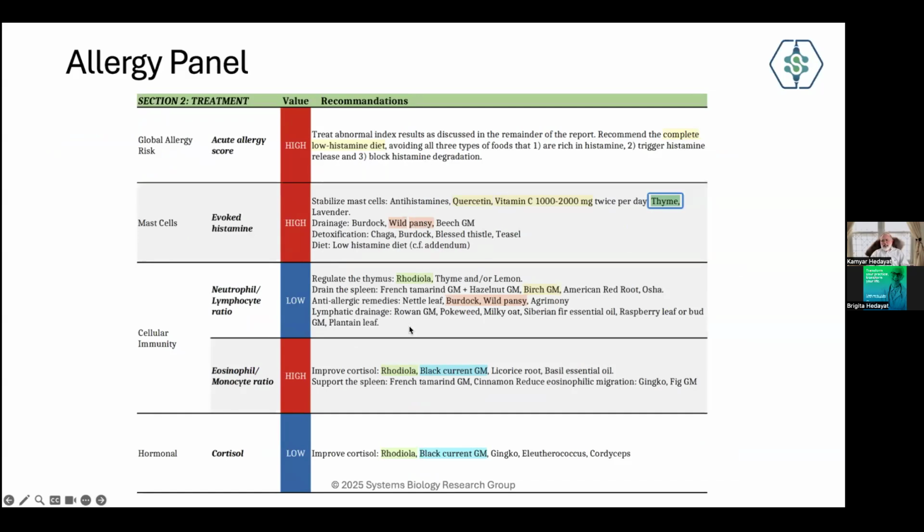And I've highlighted in the same color a couple of treatments that repeatedly come up. Rhodiola comes up 3 times. Blackcurrant as a gemmotherapy comes up twice. Burdock, wild pansy, which we talked about earlier. You could consider birch, vitamin C, quercetin, thyme essential oil. That actually came up twice. I didn't highlight it here. So you can create a pretty simple treatment that is really polyvalent and going across the system.